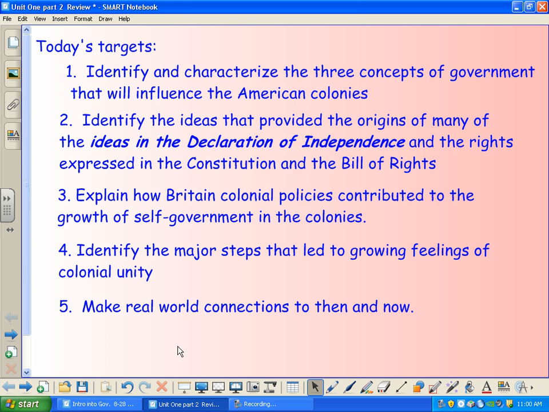The next is explain how Britain's colonial policies contributed to the growth of self-government in the colonies. Identify the major steps that led to growing feelings of colonial unity. And finally, we're going to make some real-world connections to the American colonies and the Revolution and now. All right, so let's get started on that.